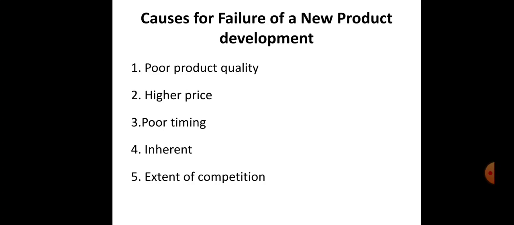And then the fifth point is the extent of competition. A monopolist may not have any difficulty in marketing his product. In the case of a market where there are a large number of sellers for one particular product, the buyer will have many alternatives. Therefore, in such a condition, unless a marketer brings out the product to the satisfaction of the buyers, he cannot be successful.